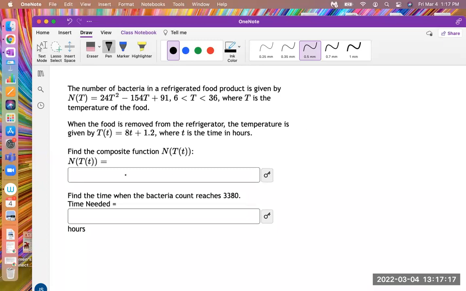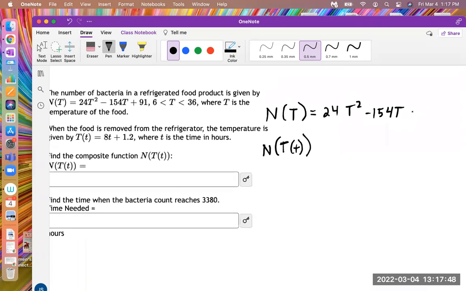Composition of functions. So what they're asking us to find, this N of T, means that where we used to just have the capital T in the equation, we need to plug in the whole function T of t in for just that single variable T. And that is a little bit unnerving for some students. It's hard for them to accept that that's what we need to do.